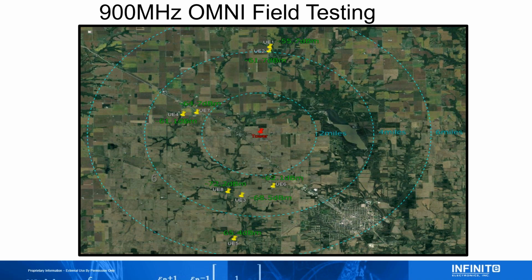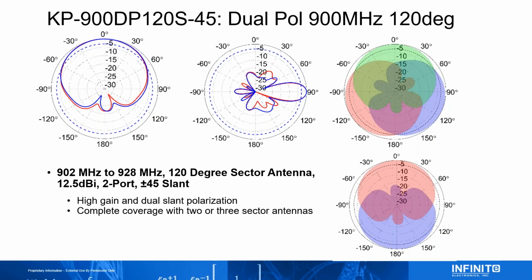So this is a great cost-effective solution to serve many clients at 900 megahertz without having to put up 2 sectors and 2 radios. So this is the complementary 900 megahertz 120 degree dual pole sector.